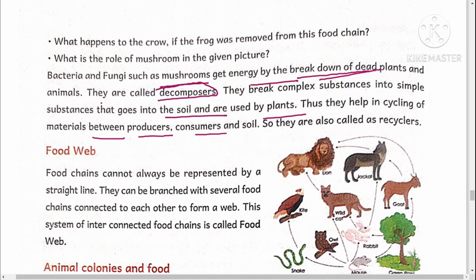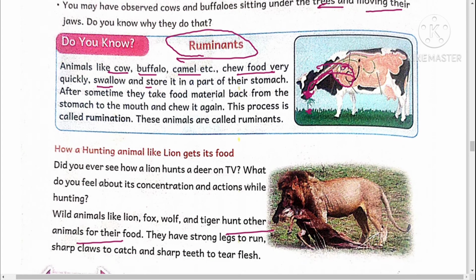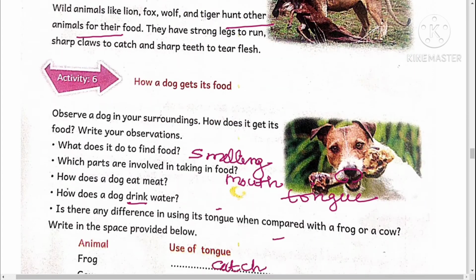So, they are called recyclers. The other name for decomposers is recycler. So, next, food web. What is a food web?